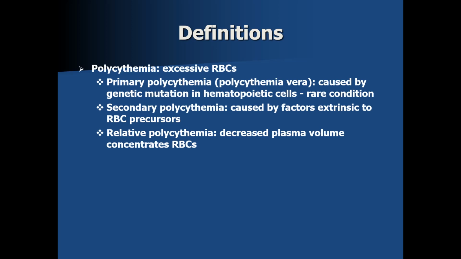Simply put, polycythemia is too many RBCs. There is primary polycythemia, which is caused by a genetic mutation in hematopoietic cells. This is a rare condition that is also known as polycythemia vera. Then there is secondary polycythemia, which is much more common. This is caused by factors extrinsic to the RBC precursors. Then there is relative polycythemia, which is decreased plasma volume, therefore concentrating the RBCs.